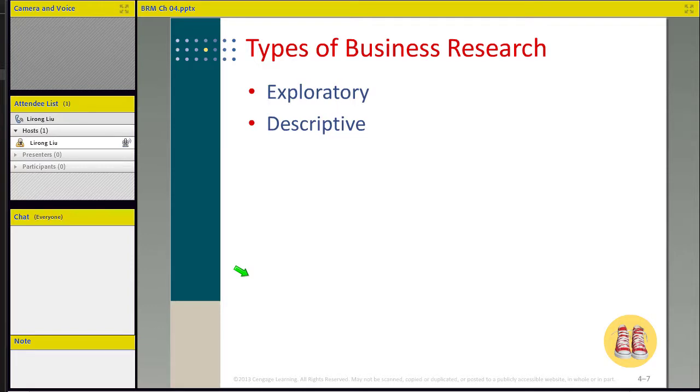We typically have three types of business research: exploratory, descriptive, and causal research. Okay. Actually, these three types of business research represent, in general, three steps of research we conduct to help solve a very complicated, a very big problem. Okay, so let's start with exploratory research.